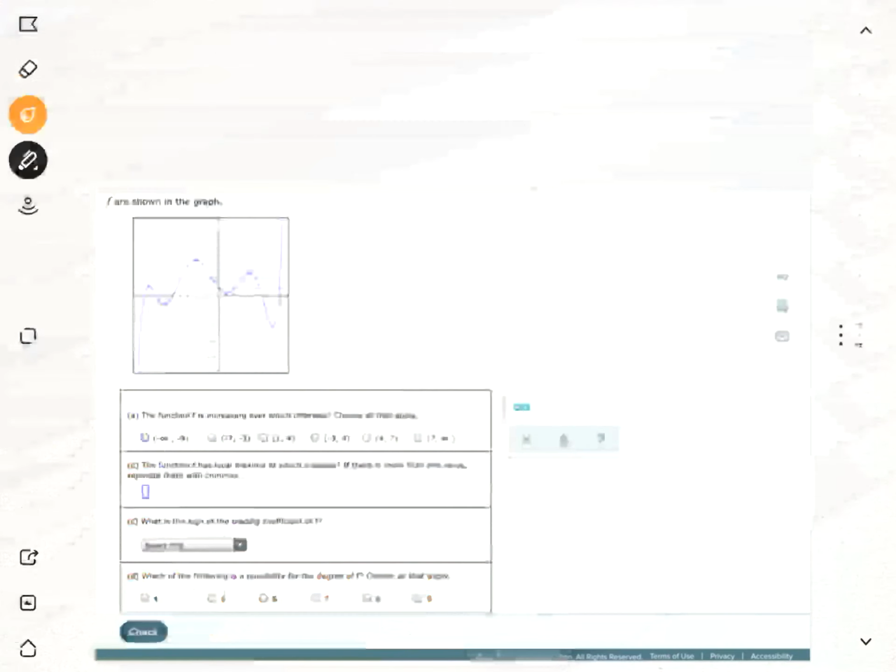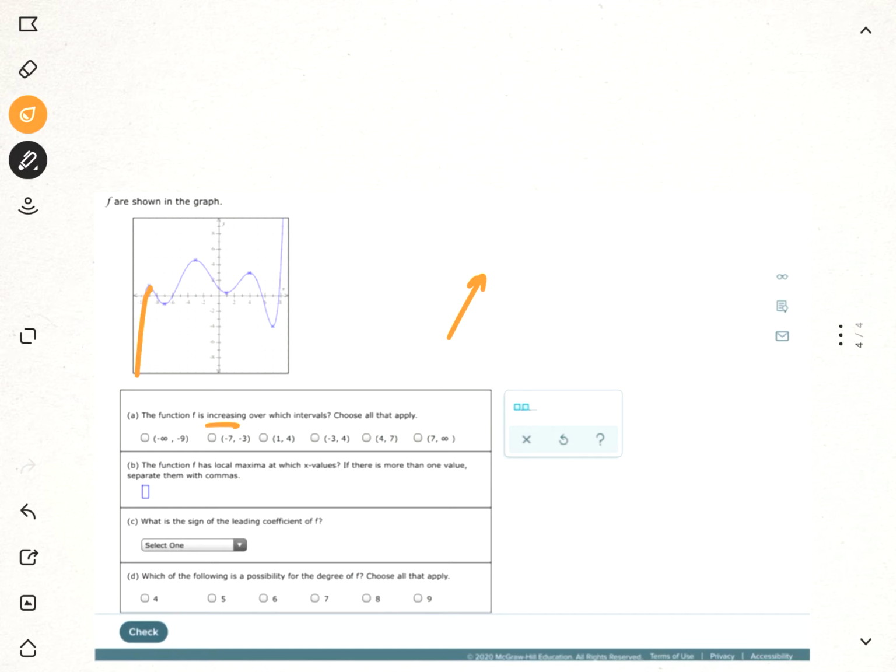Okay, and the last one is just interpreting our graph. If we're looking at the graph of f of x, it's asking increasing over which intervals. Choose all that apply. Increasing meaning it's going up as we go from left to right. So it's going up all in here, right? So from negative infinity to negative 9, check. I know it's hard to see there. And then from here, that would be negative 7 to negative 3, check. And then from 1 to 4, check.